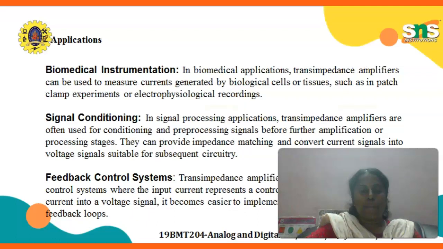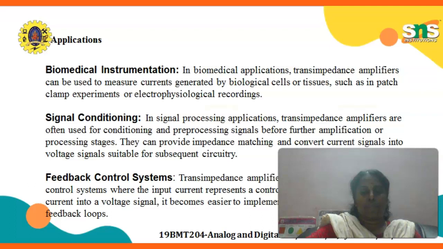Next one is biomedical instrumentation. In biomedical applications, the transimpedance amplifier can be used to measure currents generated by biological cells or tissues, such as in patch clamp experiments or electrophysiological recordings.